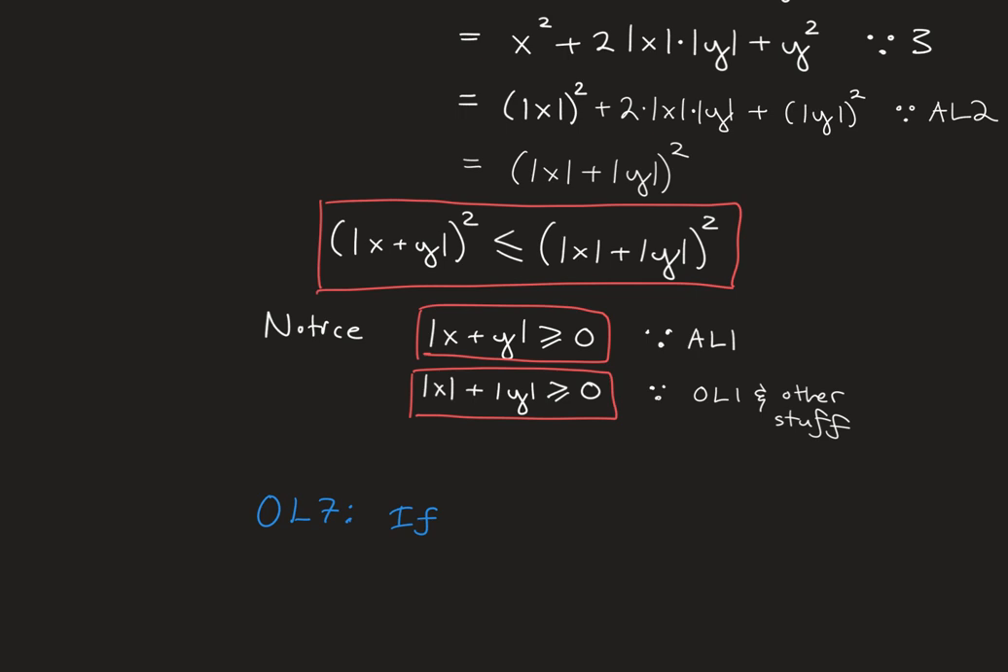x plus y is, or excuse me, that's not what I wanted to say. OL7 says if A, I'll use A's. If A is bigger than 0 and B is bigger than 0 and A squared is less than B squared, then A is less than B, and we proved that at the very beginning. That was the first thing we proved in this video.